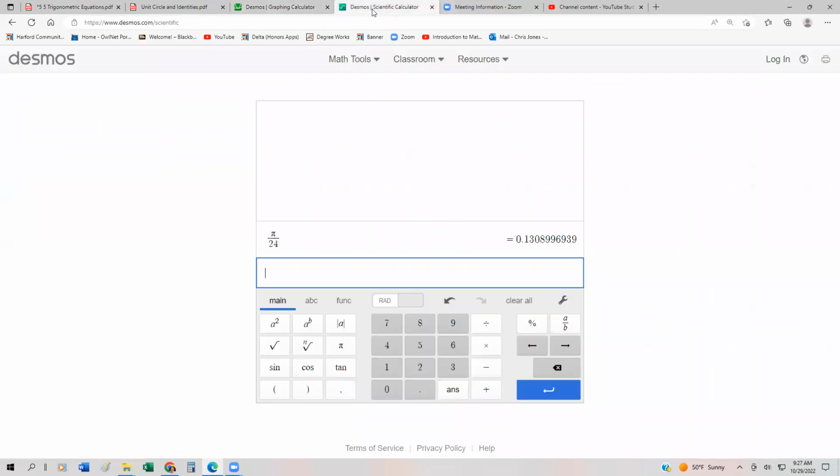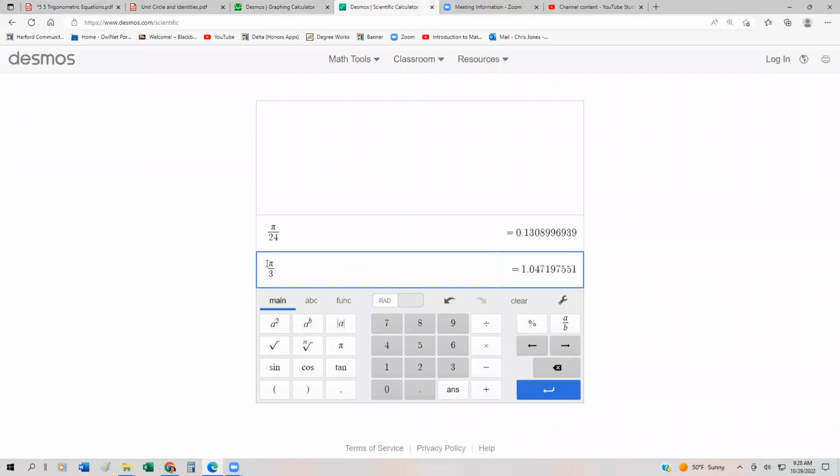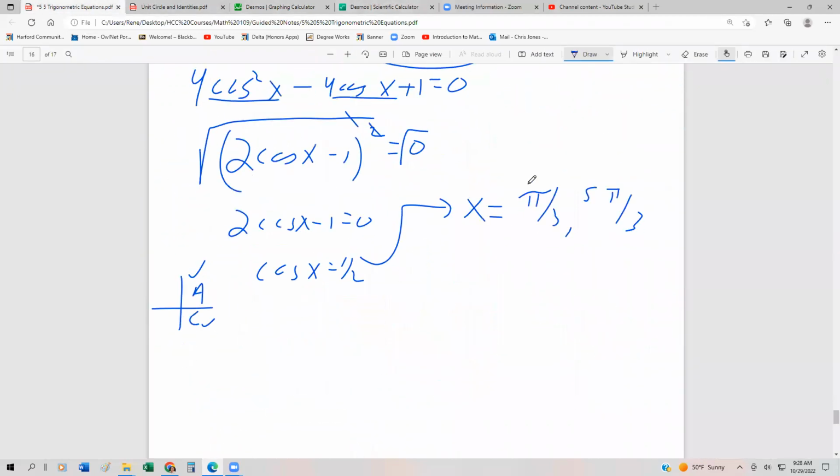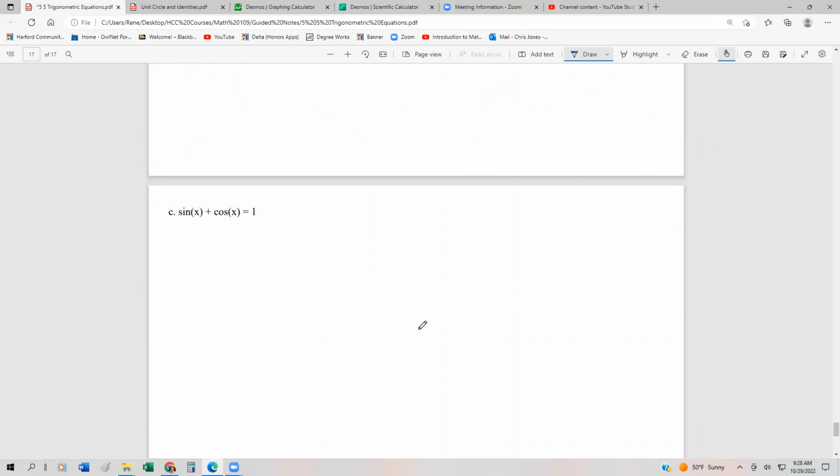All right, so let's just check that out. So I have pi over 3, that's 1.047. If we go back to the graph, 1.047. And then we're looking for 5.236 at 5 pi thirds. So we have 5.2359, which is 5.236. Okay, so both of these answers are substantiated by the graph, and so these are the two solutions. One final example, and this is a really sneaky one.